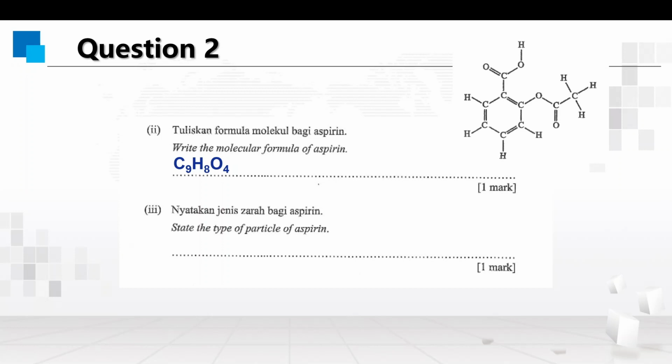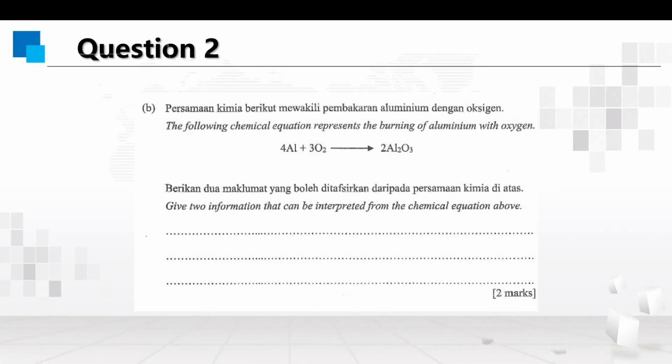So C9H8O4. Now state the type of particles in the aspirin. The type of particles here should be molecules, because there are no ions in the aspirin.